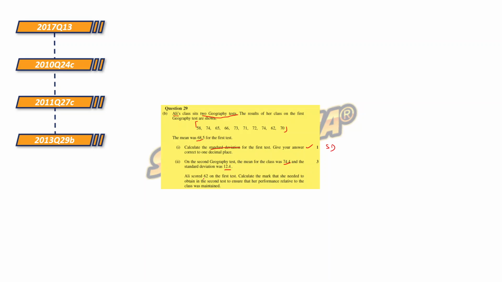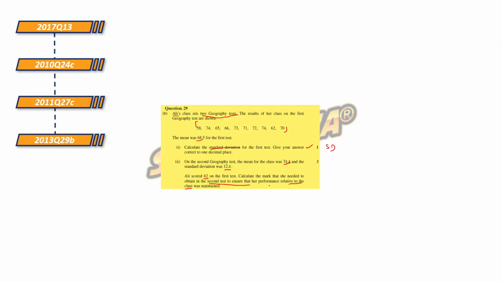Then you're told Ali scored 62 on the first test. Then calculate the mark that she needed to obtain in the second to ensure that her performance relative to the class was maintained. Again, it's not directly asking you about the z-score, but you need to think about it. That the performance relative to the class. How do you measure performance relative to something? It's through z-score. So what it's saying is that you need to calculate the mark in her second exam so that the z-score from the first test is equal to the z-score of the second test.